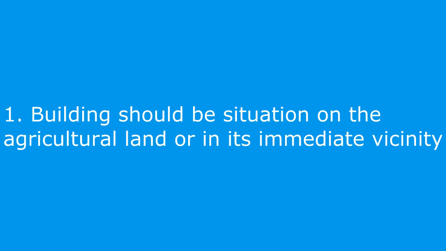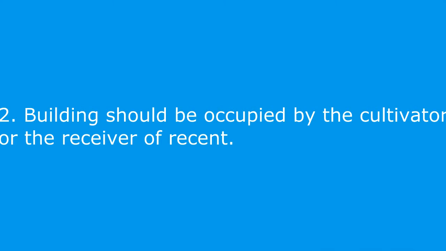The first condition is the building should be situated on the agricultural land or in the immediate vicinity of the agricultural land. That means either the building should be situated on the land itself or in the immediate vicinity, that means in the immediate proximity of the agricultural land. The second condition is the building should be occupied by the cultivator or the receiver of rent. That means the building should be occupied by the cultivator himself, or if it is given on rent, it can be occupied by the owner also.